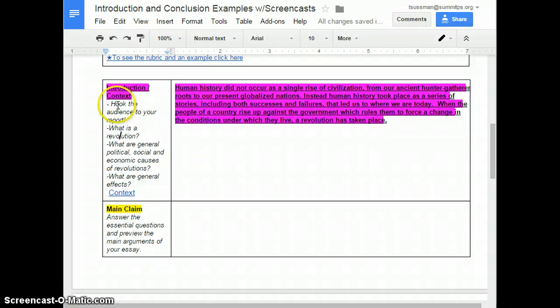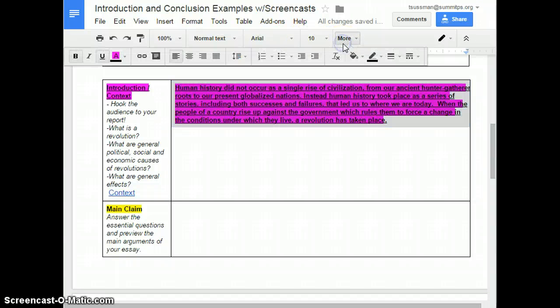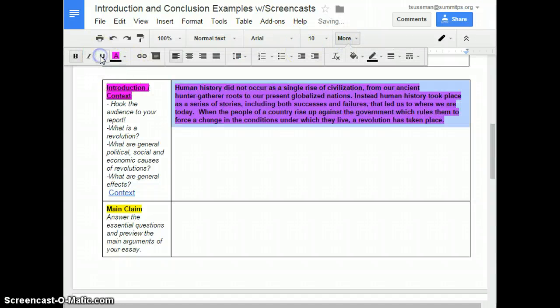And remember, there's lots of different ways to do these things. Your introduction paragraph should not look word for word like my introduction paragraph does. If that is the case, then something's gone wrong. So don't feel like you should be copying this exactly. Instead, consider this one way that you can write this, understanding there are many different ways. So when people of a country rise up against the government which rules them to force a change in the conditions under which they live, a revolution has taken place.